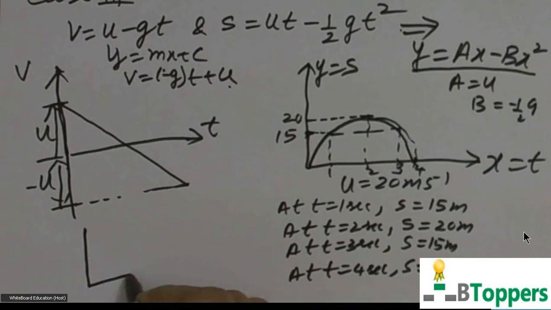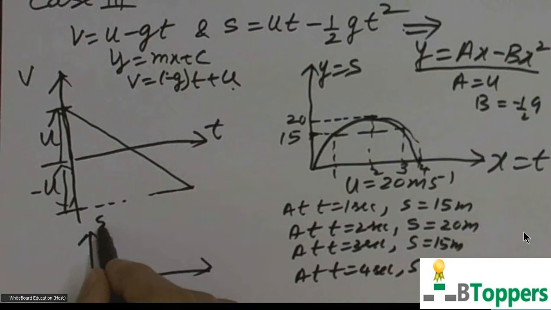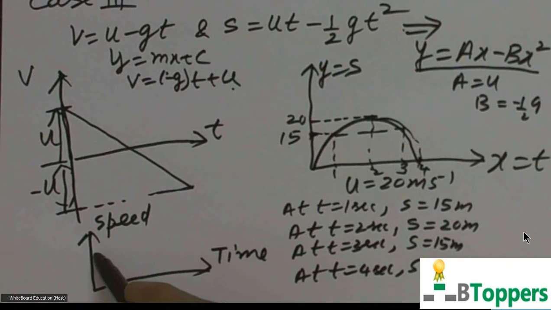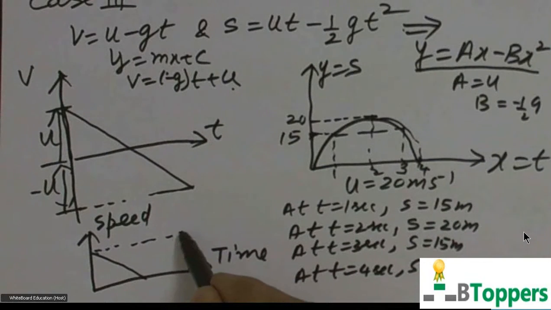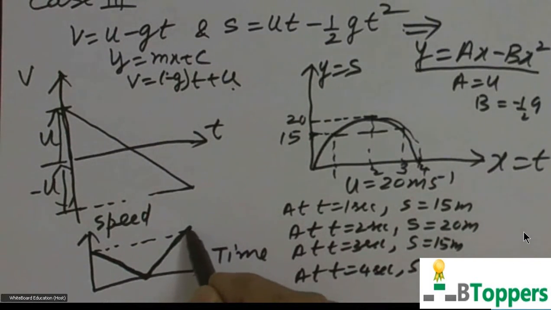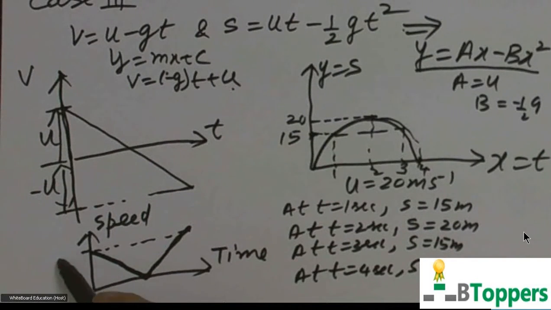Instead of a velocity time graph, you should draw a graph with speed along the y-axis and time along the x-axis. Speed is always taken to be positive, both during upward motion and even for downward motion. During ascent or upward motion, the magnitude of velocity or speed decreases and becomes 0 at the highest point. During descent or downward motion, speed increases. And when it returns to the point of projection, it will have the same speed equal to u.